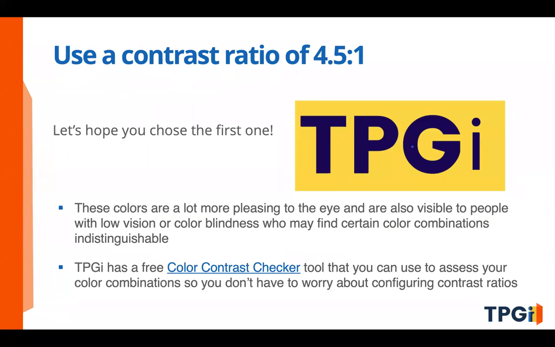And that's great because it actually uses an appropriate color contrast ratio. So as part of the web content accessibility guidelines Mike mentioned earlier, one of the criteria for accessibility is actually using an appropriate color contrast ratio. And this is critical because people with low vision or color blindness may not be able to distinguish if colors do not have a high enough contrast ratio.